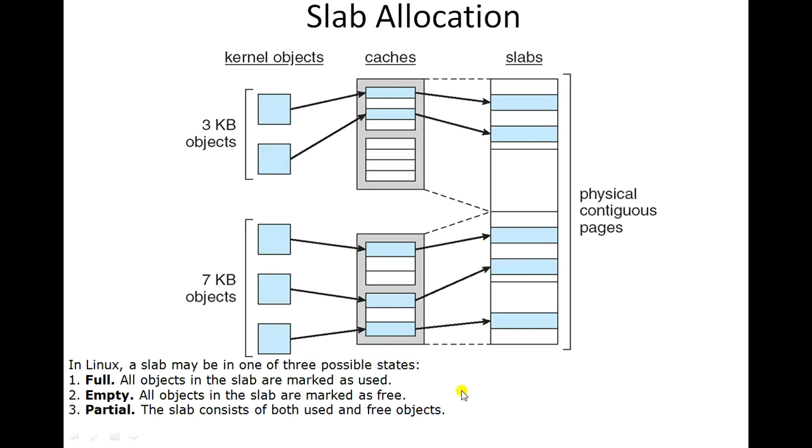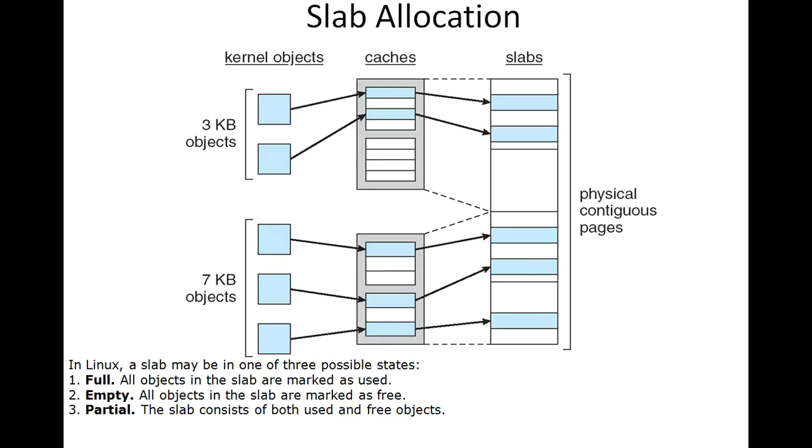So in Linux, a slab may be in one of three possible states. First one, full: all objects in the slab are marked as used. Second, empty: all objects in the slab are marked as free. Third, partial: the slab consists of both used and free objects.